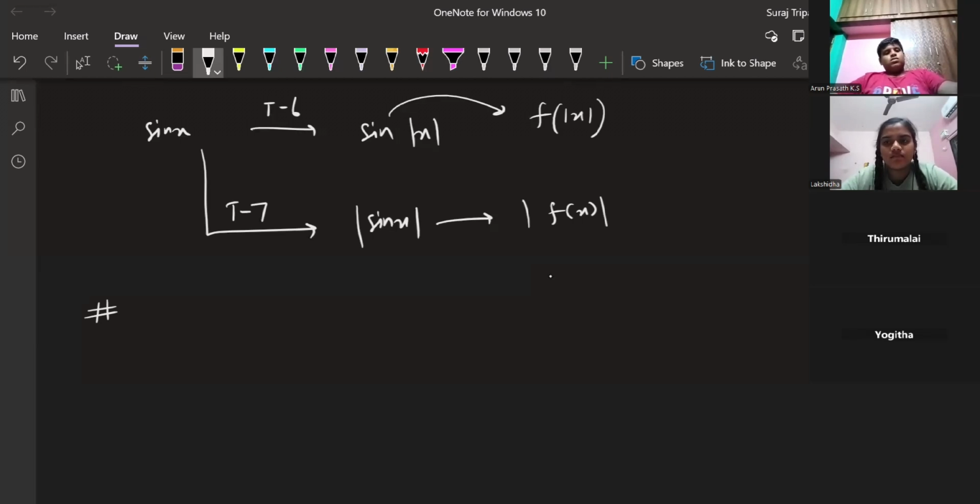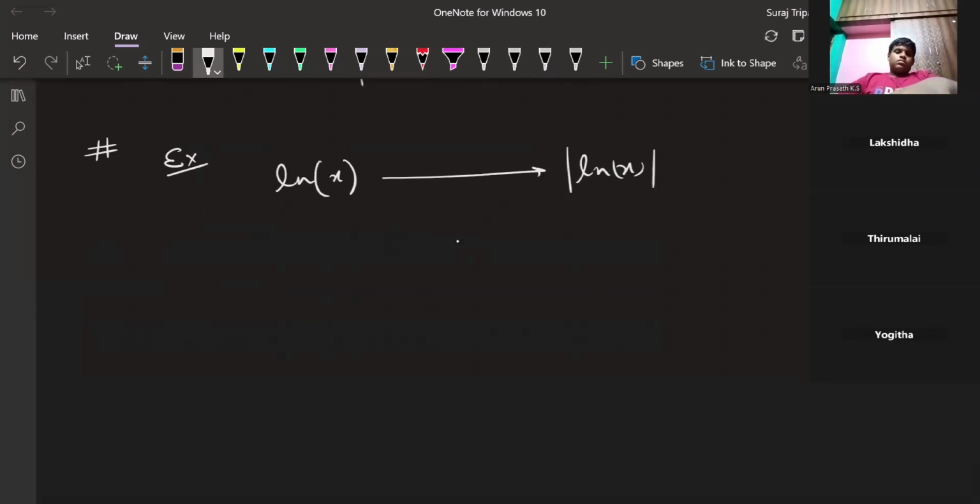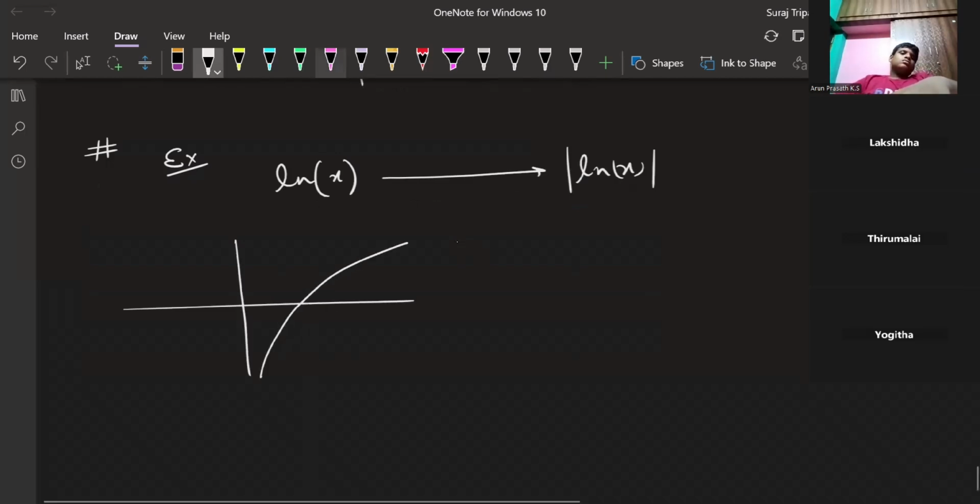Suppose the graph is, let's take one example. ln x is given there, and we need to draw the graph of ln x and the whole mod like this one. So the graph of ln x will be like this. This is the graph of ln x. Now we need to draw the graph of mod of ln x.